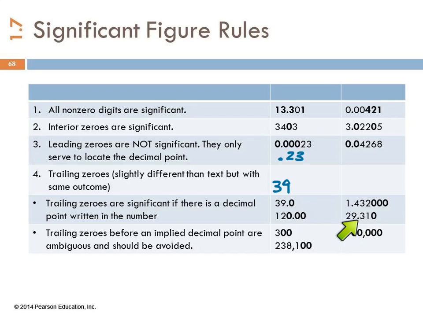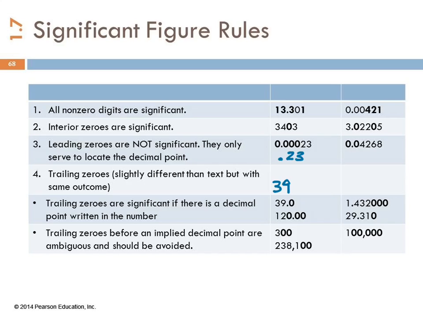29.310, trailing 0, there's a decimal point. If you have trailing zeros with an implied decimal point, so here, 300. If we were going to put a decimal point, where would we put it? We'd put it right here, wouldn't we? We know where it goes. Is it actually written in there? Nope. These are trailing zeros. There's no decimal point actually written.